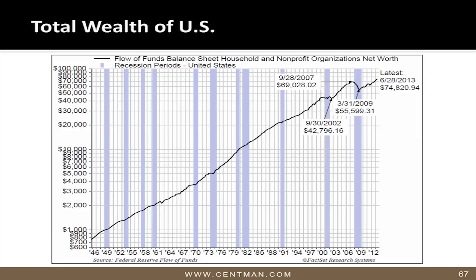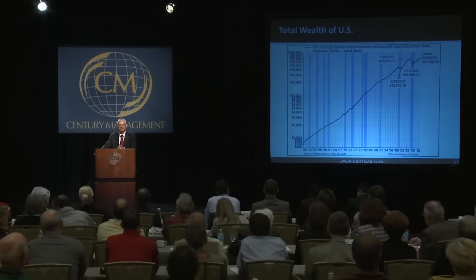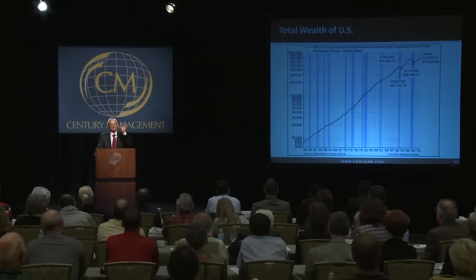We have gone from less than $1 trillion in wealth to $74 trillion. We hit a peak before the recession at $69 trillion. We dropped to $55 trillion. And with all the problems going on, with all the problems in the government and the economy, the American people's wealth after debt is at a record high. That is productivity, and that is the ingenuity of America.